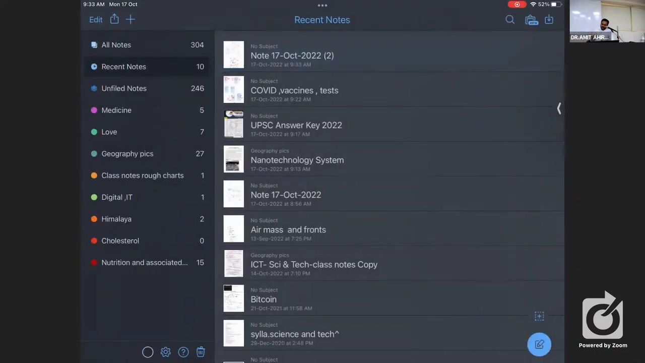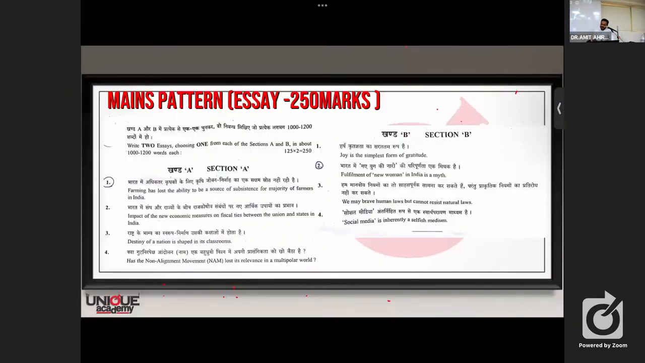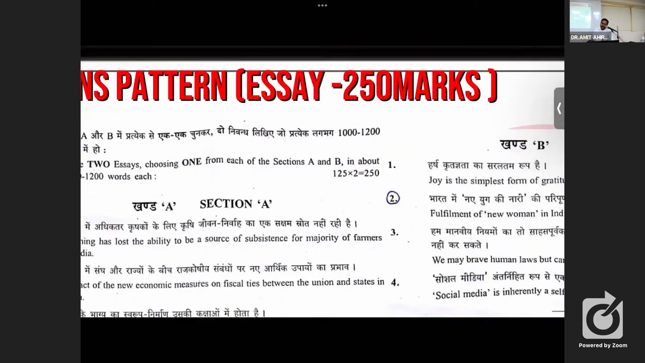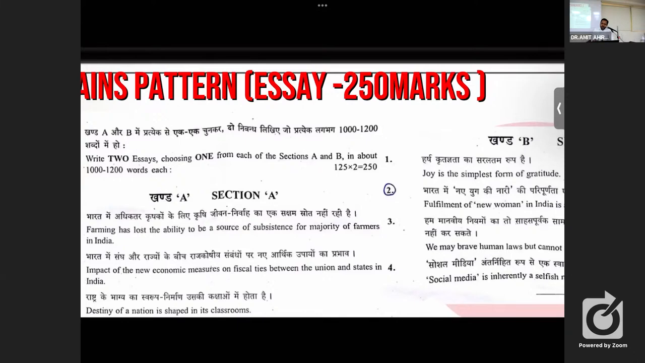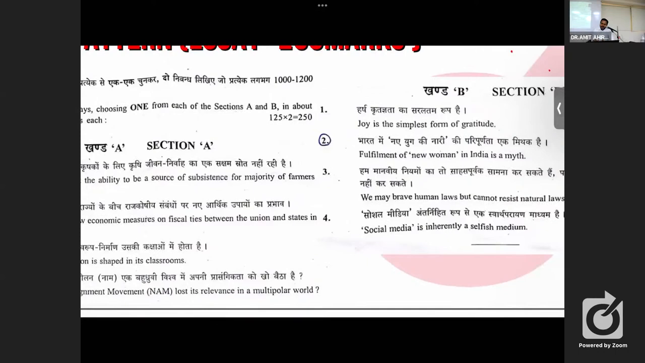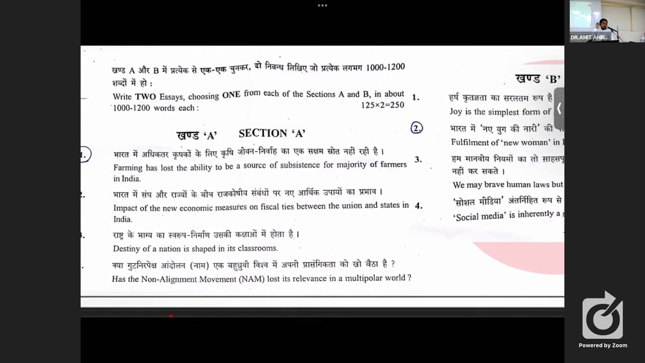Now let me show you essay paper. एक essay paper कैसे होता है देखते हैं. ये ऐसा एक essay paper होता है. Section A, and each essay carries how many marks? 125 marks. Total कितना होता है? 250 marks. ठीक है, कितने words में लिखना पड़ता है?